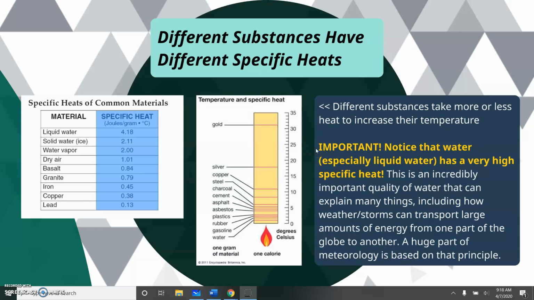One more cool quality of the specific heat of water that I want to mention before we move on is that because it has this really high specific heat, it can absorb lots of energy. And this is actually the basis of weather and storms. Weather made out of water, which has been evaporated, is able to transport really large amounts of energy from one part of the globe to another. And this is the basis for why storms happen where they do and how they move. So very interesting, very cool.